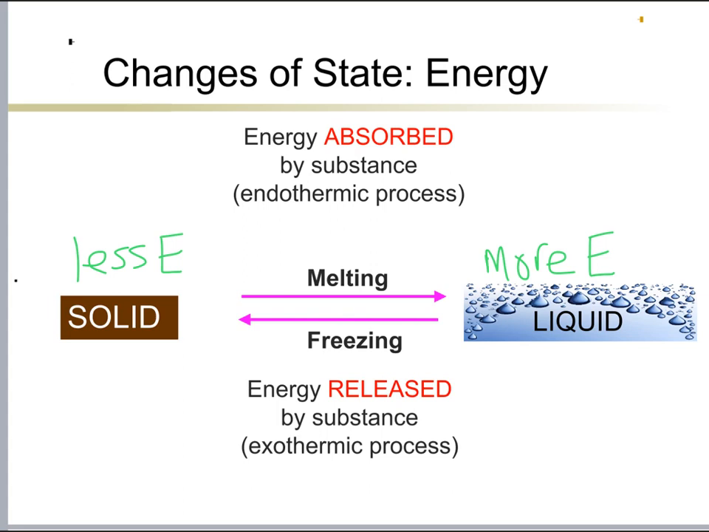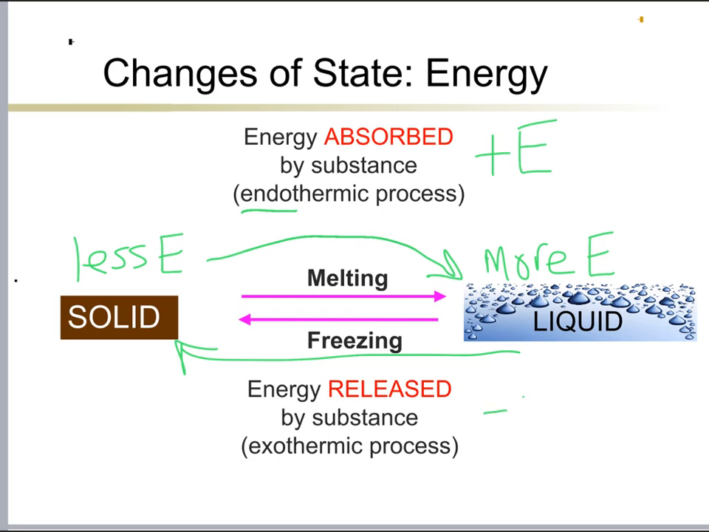Now let's talk about the actual energy transfer. In order for the solid to turn into a liquid, it has to go from less energy to more energy, so it has to gain energy. A gain in energy would be an endothermic process where the energy is absorbed. In order for the liquid to go back to a solid, we have to go from more energy to less energy, meaning we have to lose energy, which is an exothermic process where energy is released.